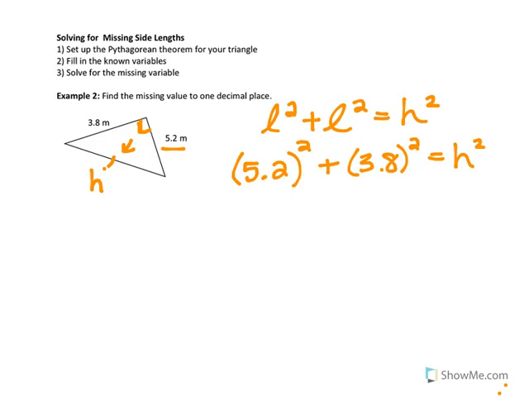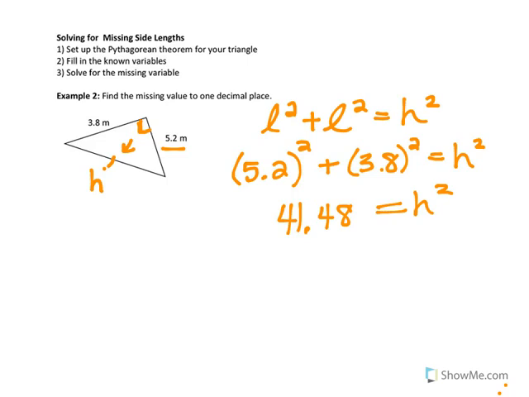If I add these two things together, make sure you square them first and then add them. It will not work if you add them then square it because of order of operations, but you will get 41.48. So we have 41.48 equals h squared.